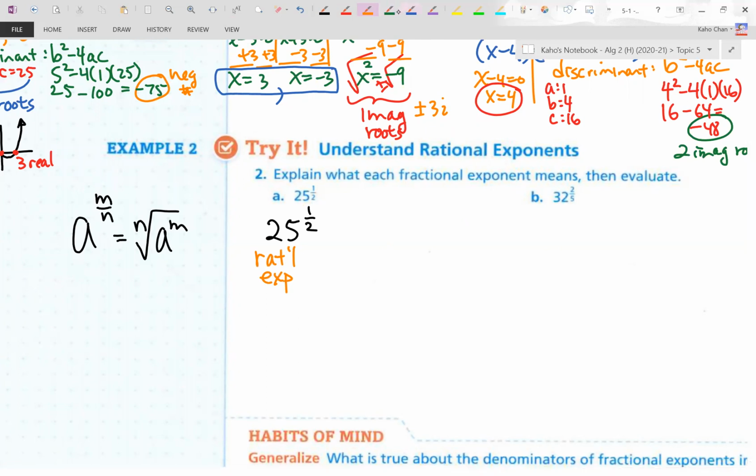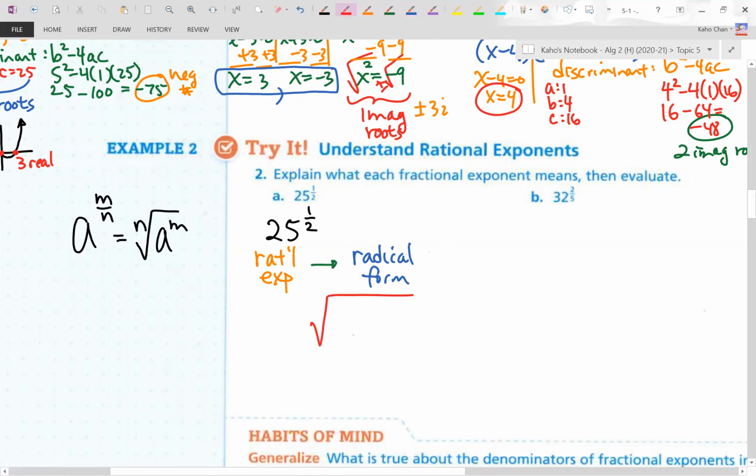Let's convert it to radical form. Okay, I always like to do this first. 25 is the base, the power is 1, and the index is 2. Oh, that's the square root of 25. What is the square root of 25, class? 5. That's it. Pretty easy. Not too bad.